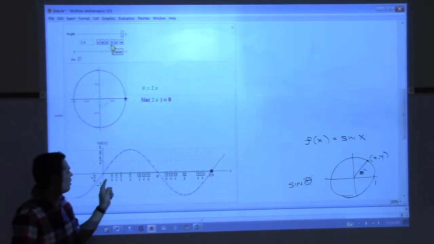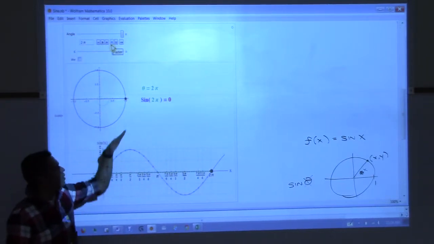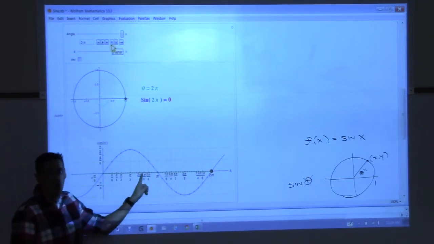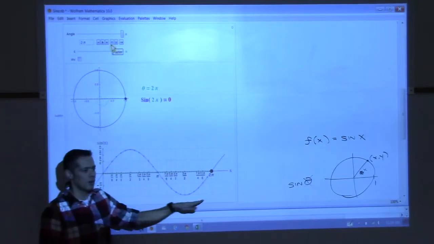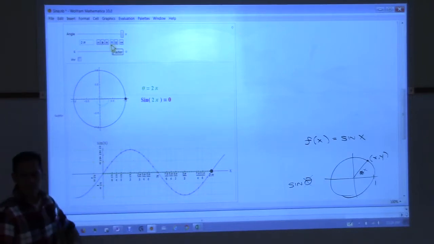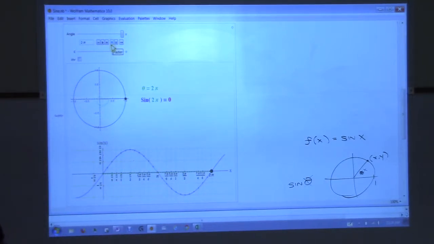Okay, so now if we connect all those dots, right, because I just went to certain values, but if you fill in all the points, you get this nice curve, don't you? And that right there is the sine curve. That's what sine looks like.